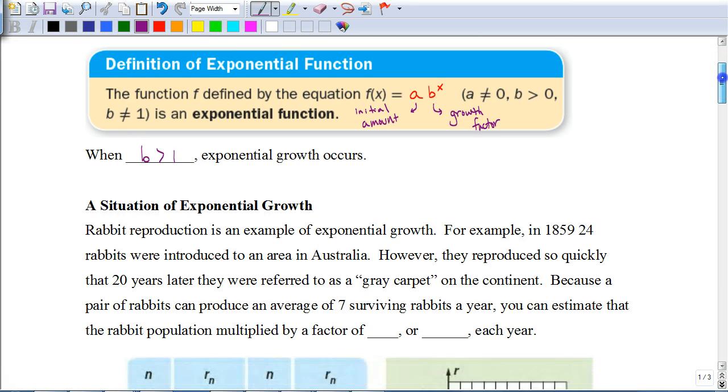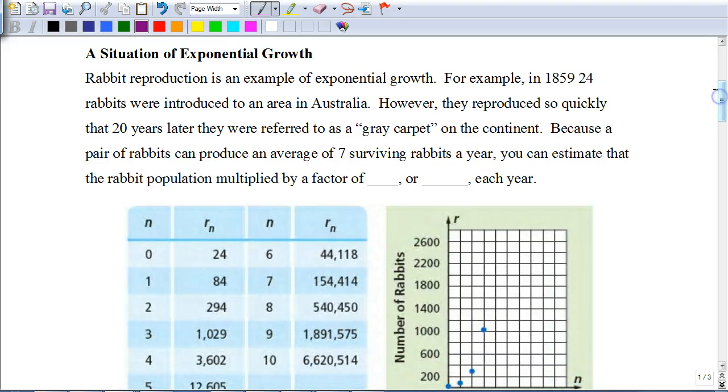But let's look at a specific situation involving exponential growth, and that's dealing with rabbit reproduction. In 1859 there were 24 rabbits introduced to an area in Australia. However, they reproduced so quickly that 20 years later they were referred to as a gray carpet on the continent. Because a pair of rabbits can produce an average of 7 surviving rabbits a year, we can estimate that the rabbit population multiplied by a factor of 7 divided by 2, or 3.5, each year.